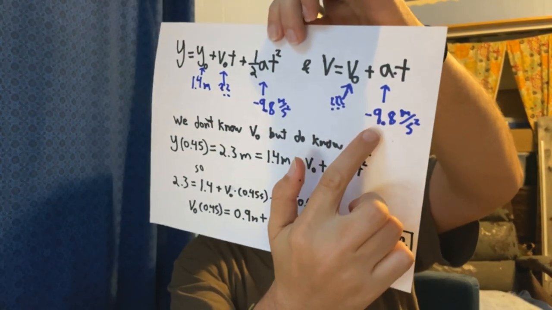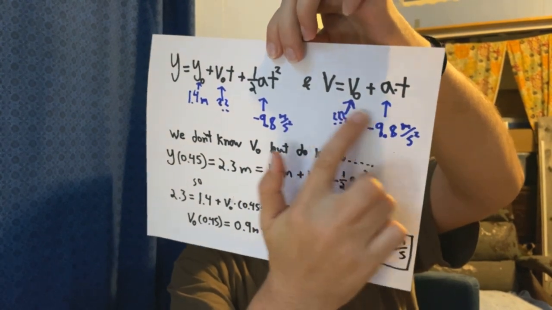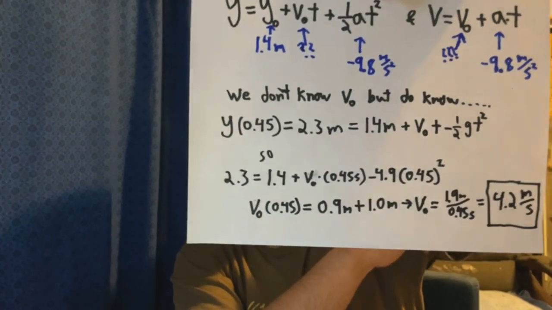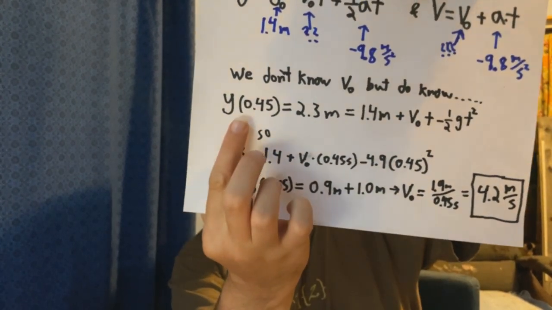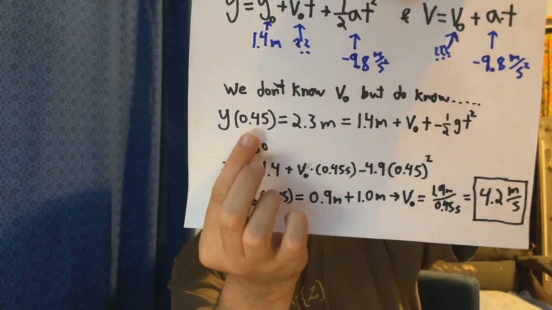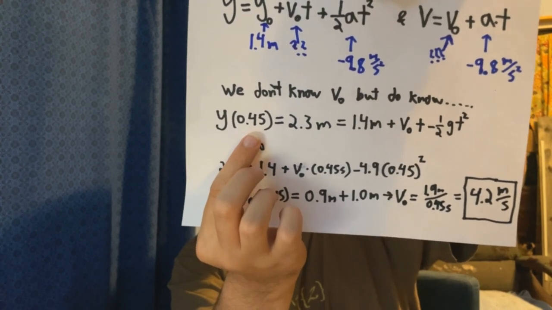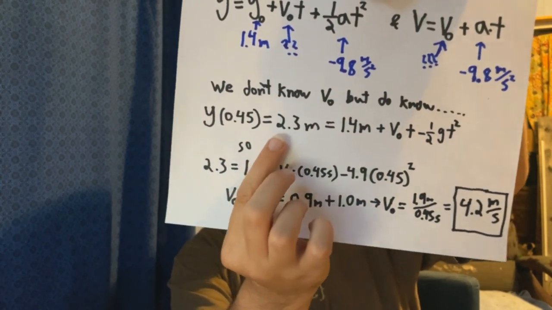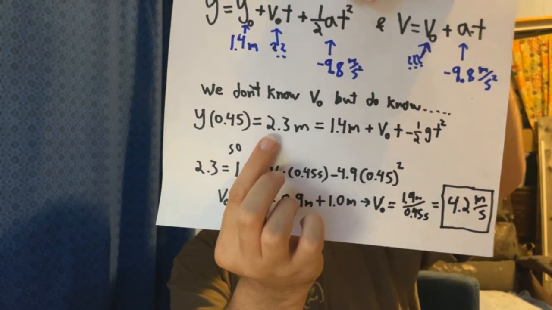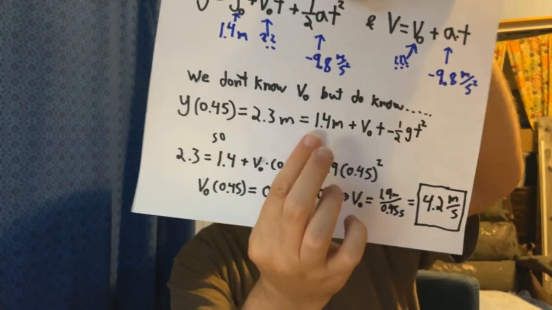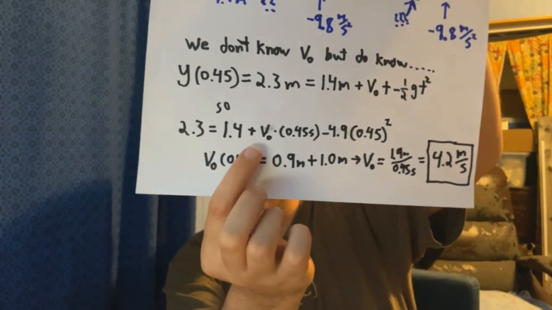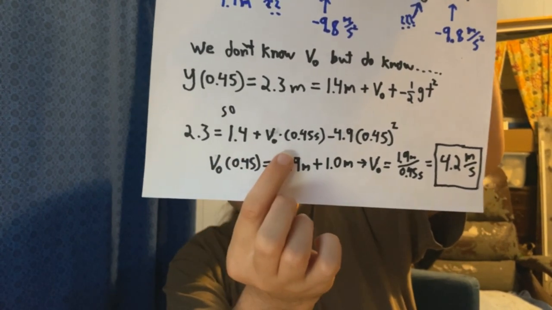We also have this equation, but that's not going to help us in this form. So we know that when it reaches the top, it is y of t. We know that it reaches the top at 0.45 seconds, just from watching the movie or looking at the frames I extracted. And we know the top is 2.3 meters, just from how long the measuring tape is. So 2.3, 1.4, unknown, 1/2 gt squared. We plug all that in down here and do some algebra, right?